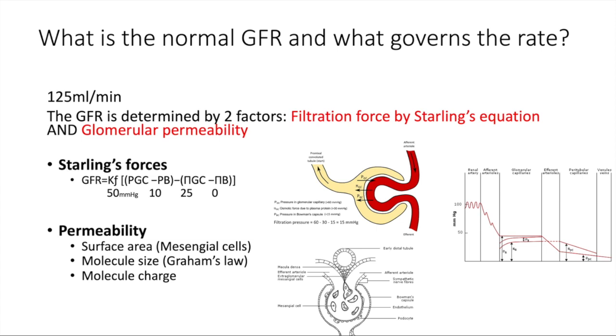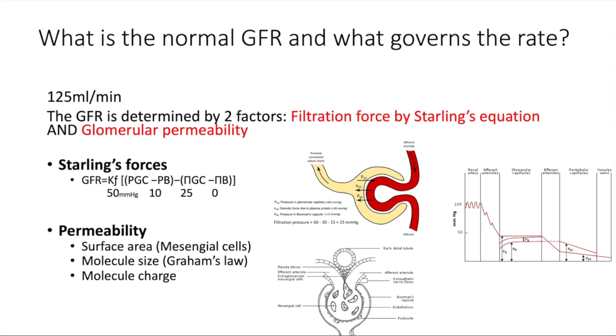Permeability is another determining factor, which is determined by mesangial cells, molecular size, and charge. Structure and headings. Mesangial cells lie between the capillary endothelium and the basement membrane, with contractile function to reduce the surface area for filtration. They are under the influence of neurohormonal effects, including angiotensin II and prostaglandins.